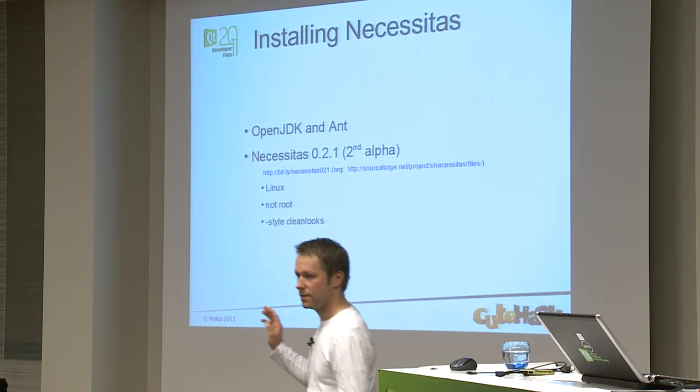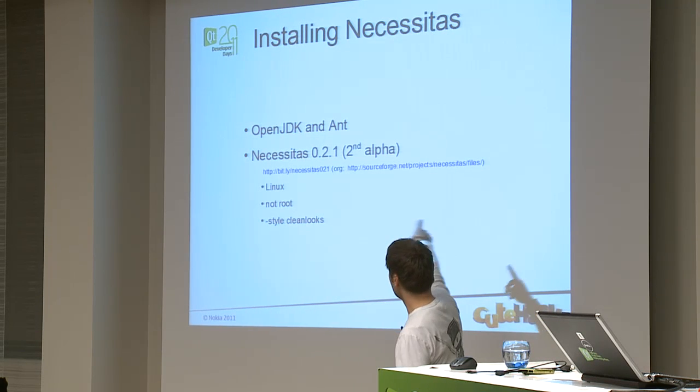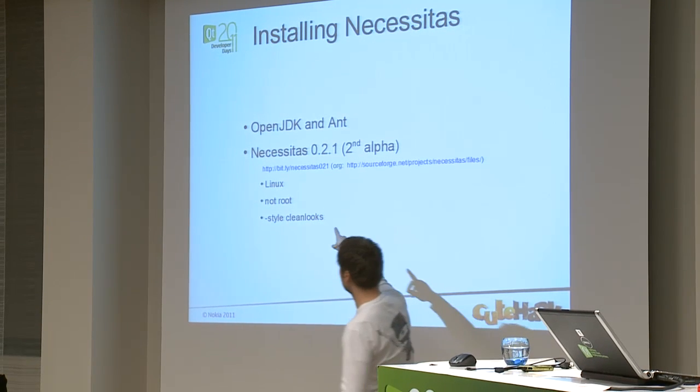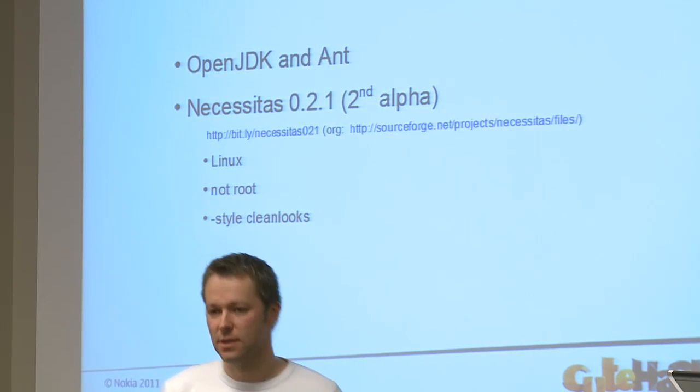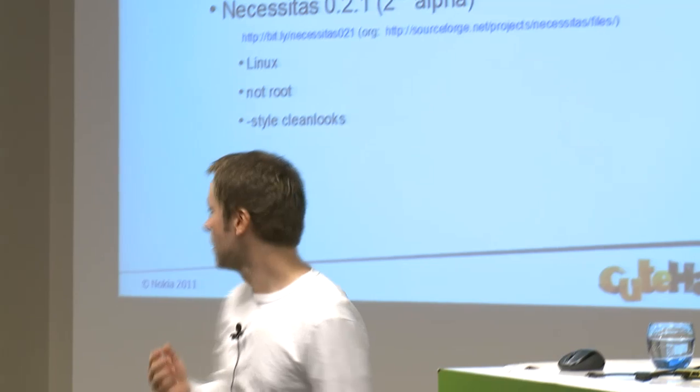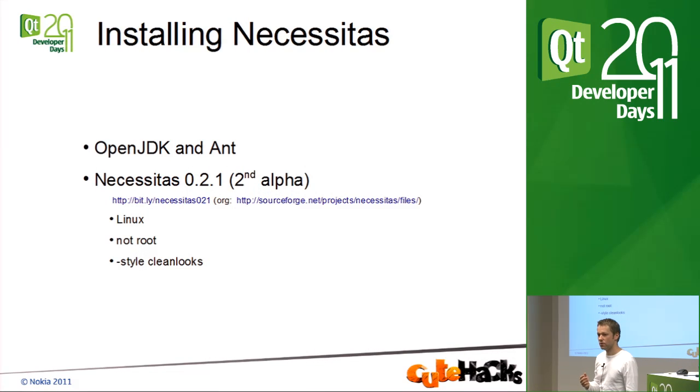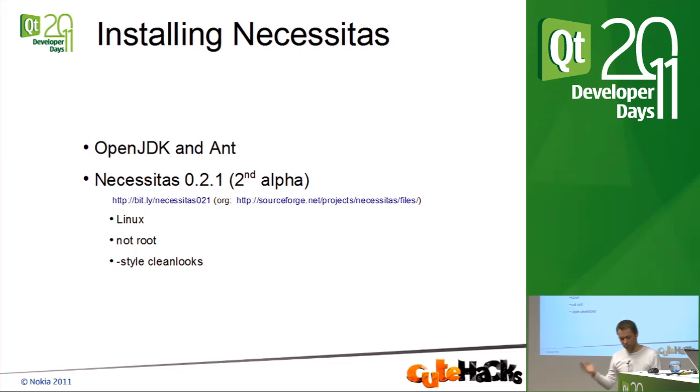Before you install Necessitas, and the download link are here and here, I made a short one called bit.ly Necessitas 021. But honestly, you could just Google it as well. Before you install that, you install OpenJDK and Ant. In the next alpha, that's already included.